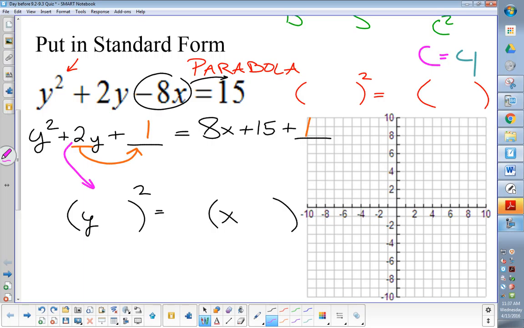Because he's going to take that 2 and cut it in half and get a 1. Okay, over here, it's just different. It's not hard. It's just different. This together is really 8x plus 16. Jose, what do I need to do with that 8x plus 16?